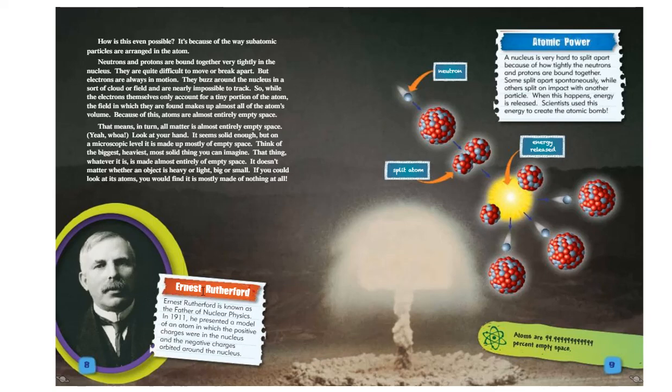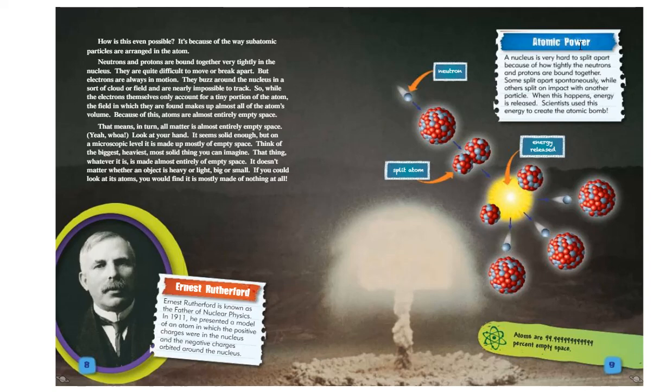Quick note about this man right here. We're told this is Ernest Rutherford, and he was known as the father of nuclear physics. In 1911, he presented a model of an atom in which the positive charges, those being the charges in the protons, were in the nucleus, and the negative charges orbited around the nucleus. The negative charges coming from the electrons.